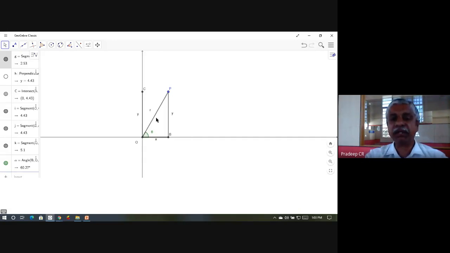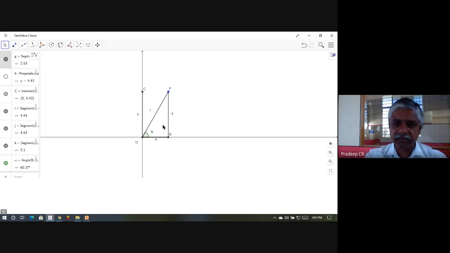If you give me R and theta, then again the point is uniquely defined. Now the question is, is there a relationship between them? That means if I know X and Y, can I find R and theta? Or if I know R and theta, can I find X and Y? That's the question. That's pretty straightforward.